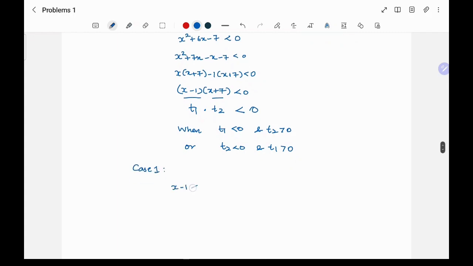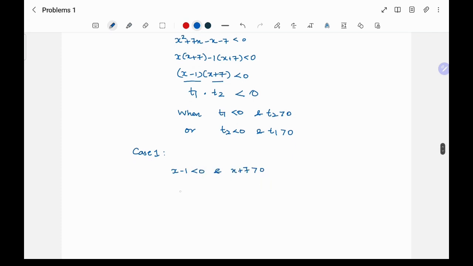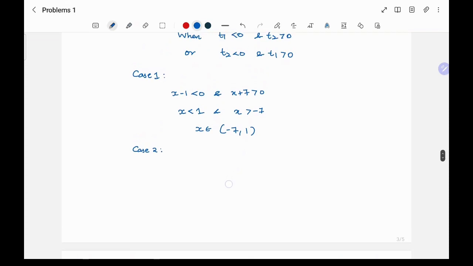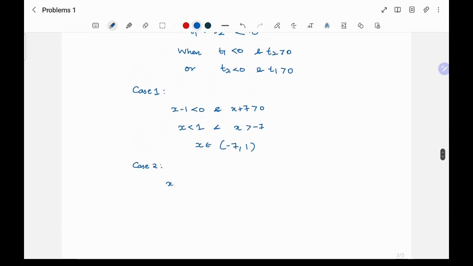So x minus 1 less than 0 and x plus 7 greater than 0. So this gives x less than 1 and x greater than minus 7. So x belongs to (minus 7, 1). Now let's take case 2. Case 2, what do we have? x minus 1 greater than 0 and x plus 7 less than 0. So we have x greater than 1 and x less than minus 7.